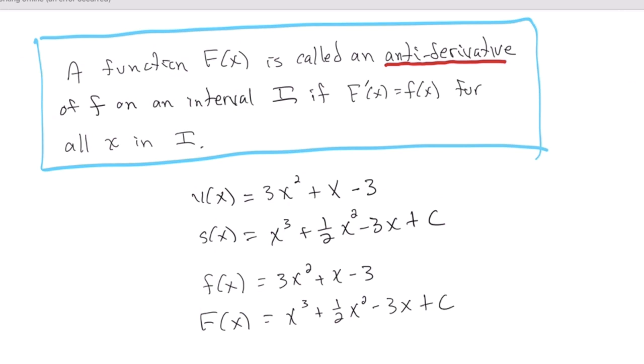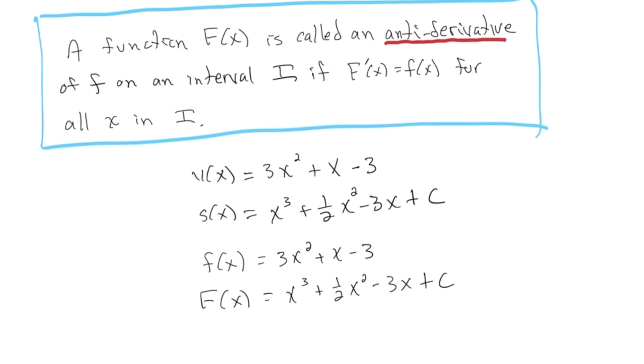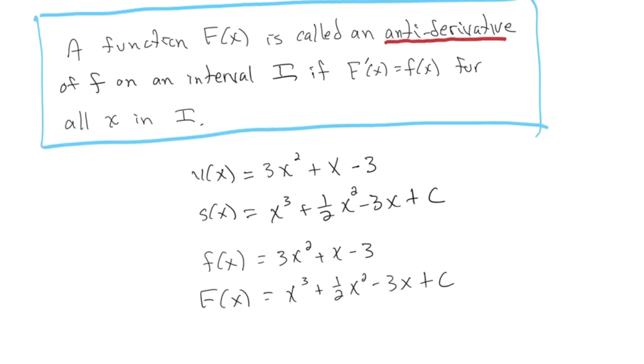Now that we've taken a look at the official definition and talked about the symbolism represented in that definition, keep in mind that capital F is an antiderivative because capital F's derivative is lowercase f. So we're satisfying that definition, being able to take a derivative to come back where we started.